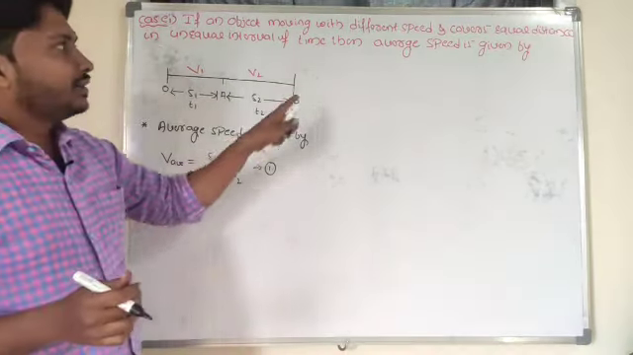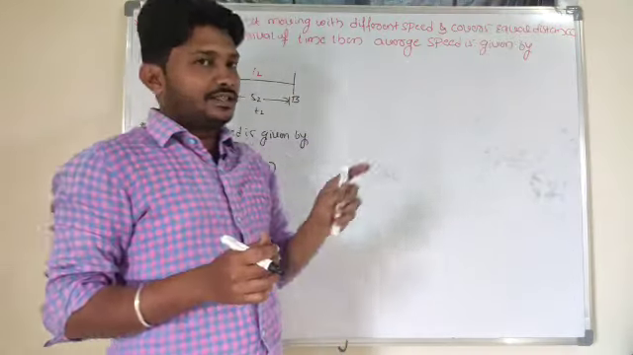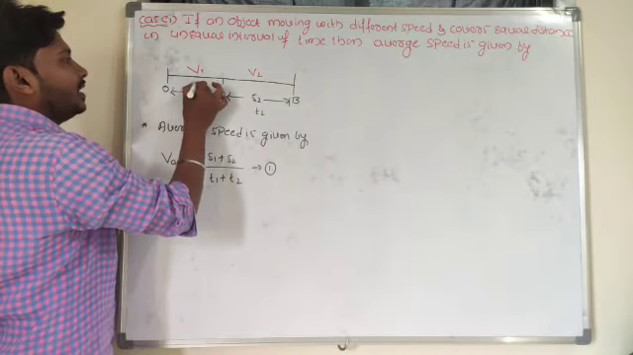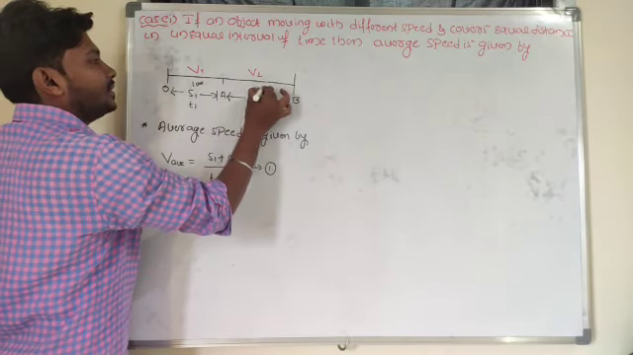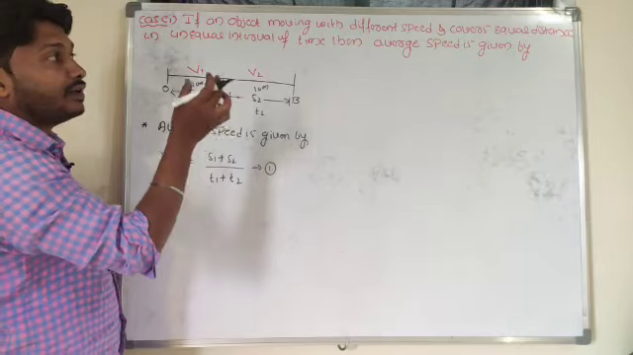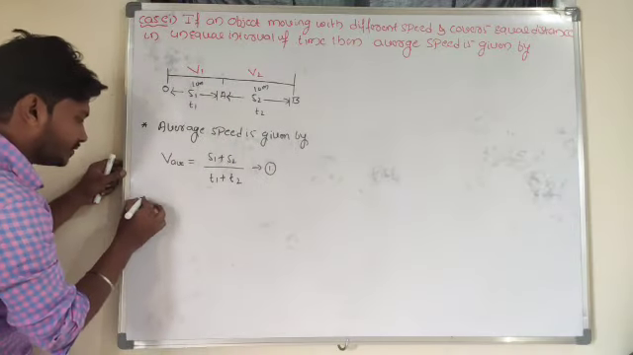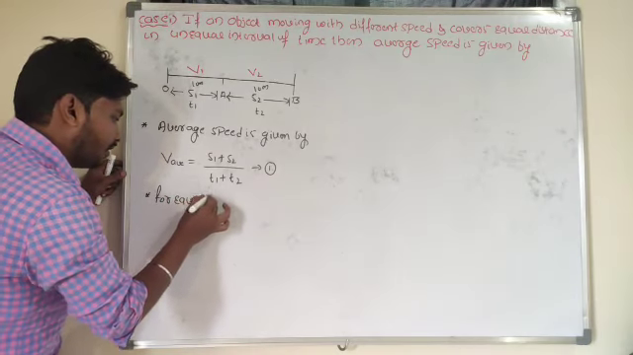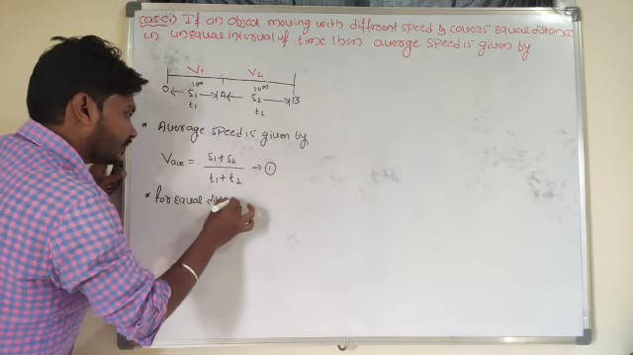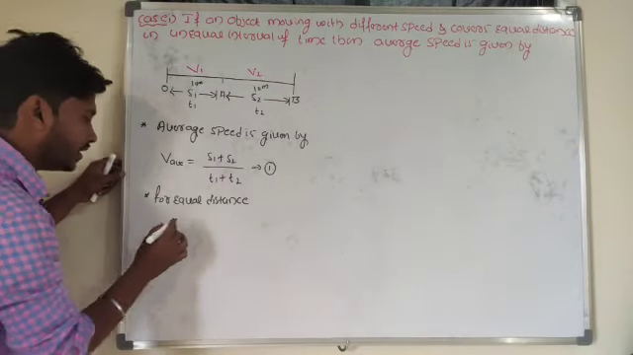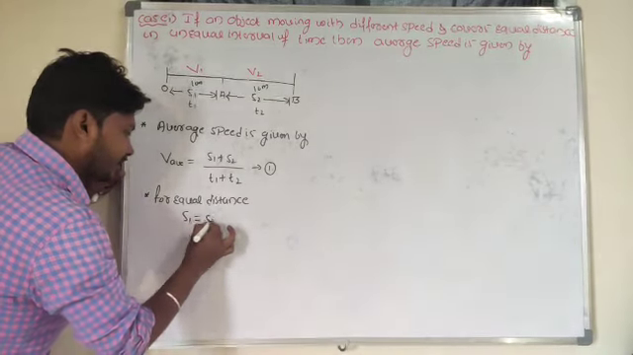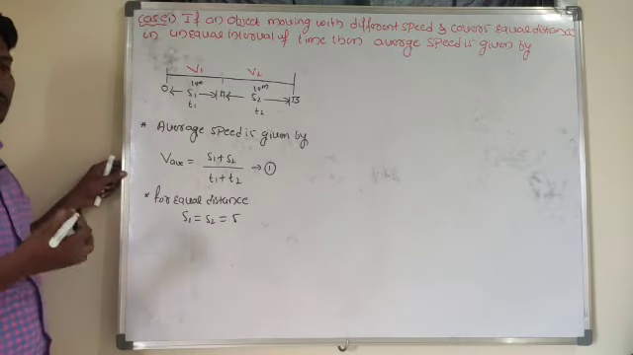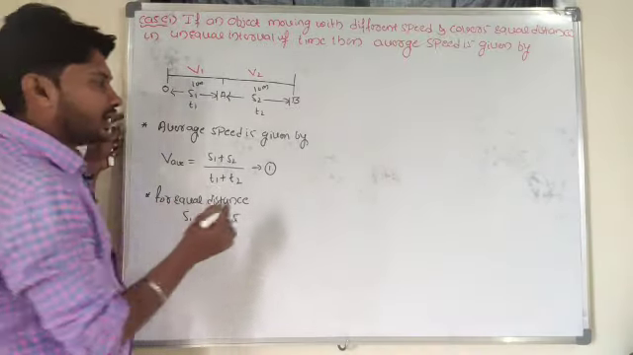They mentioned that it covers equal distance. Equal distance means s1 and s2 both have the same value. For example, if s1 is 10 meters then s2 is also 10 meters. So for equal distance, s1 is equal to s2 is equal to s. In general the distance value is s, and now what shall I take for the time taken?